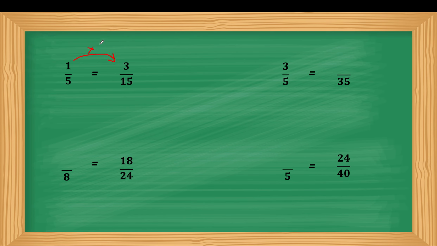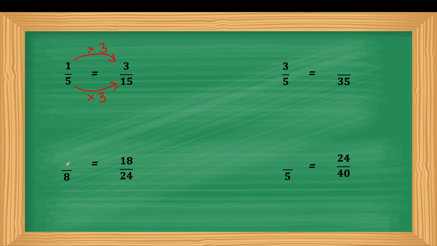Now that's my numerator part. What about the denominator part? Could I also multiply 5 by 3 to get 15? Very good. So therefore, these two fractions are equivalent once we multiply them by 3. And it could also be the case that if I divided 3 into 15, it would give me 5. Alright. Let's try another example.